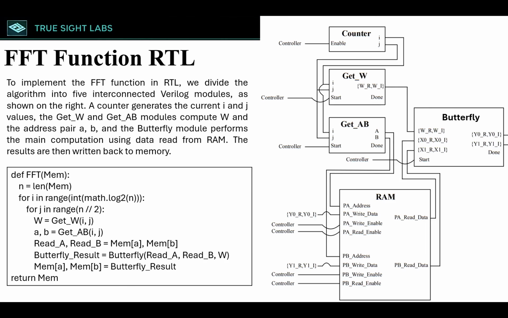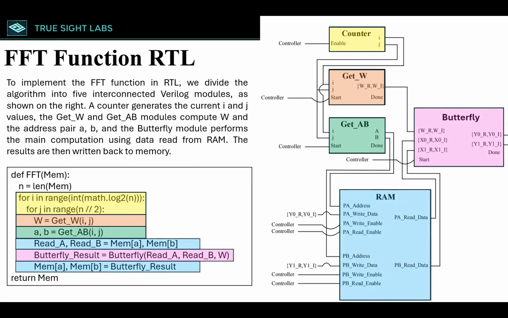So now we can take that rewritten code and map it directly onto hardware. Each piece of code gets its own dedicated module. The loop gets its own module, the getW function call gets its own module, the getAB function call gets its own module, and so on. Note that the two lines accessing memory must use the same shared memory module.